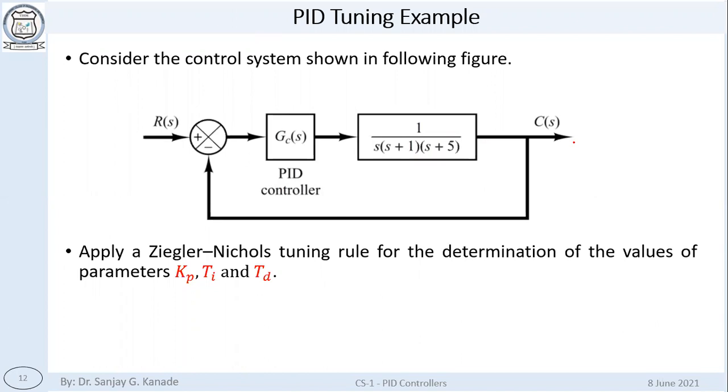Now let's see an example of the designing of a PID controller or PID tuning. Basically, both the terms are the same. Designing a PID controller or PID tuning, both are the same thing, because in PID controller design, it is nothing but to find out the values of Kp, Ti, and Td, and that's what PID tuning is. In the problem, we have been told that we have to apply the Ziegler-Nichols tuning rule to determine the values of these parameters Kp, Ti, and Td.